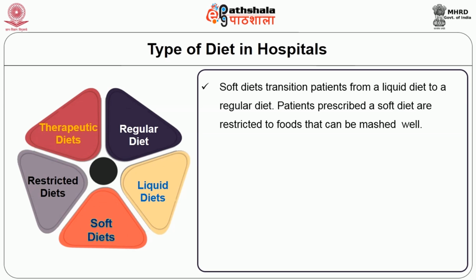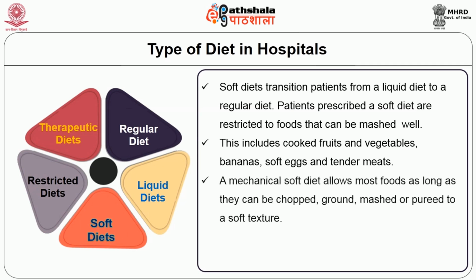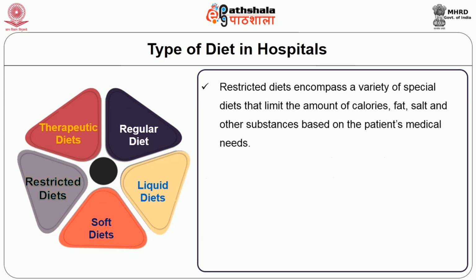Patients prescribed a soft diet are restricted to foods that can be mashed well or double boiled. This includes cooked fruits and vegetables, bananas, soft eggs, double boiled rice and tender meats. A mechanically soft diet allows most foods as long as they can be chopped, ground, mashed or pureed to a soft texture. This includes most raw fruits and vegetables, or foods containing seeds and dry fruits, as they may enhance the fiber levels. The next category of diets is the restricted diets.